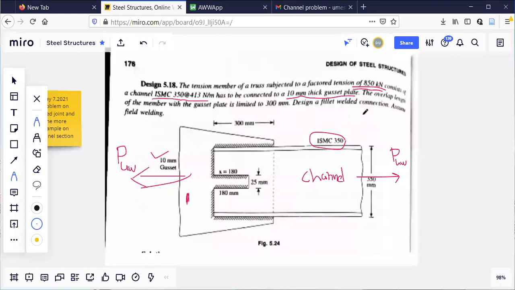The overlap length of the member with the gusset plate is limited to 300. So you can see the maximum allowable overlap is 300. Even if the length requirement is more, I cannot proceed further here. That time, when you calculate the length, since the force is given, okay, assume, I think I'll just tell you that one, what is the value? I'll just tell you the value of that.